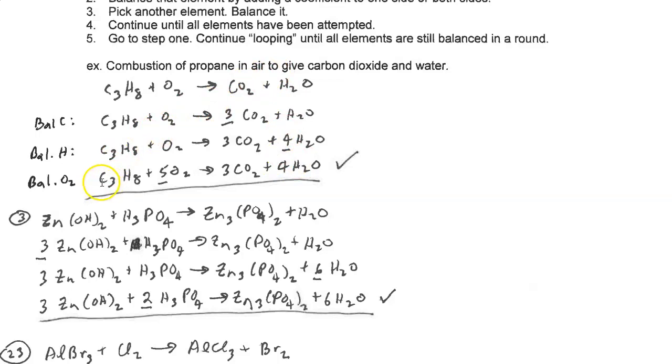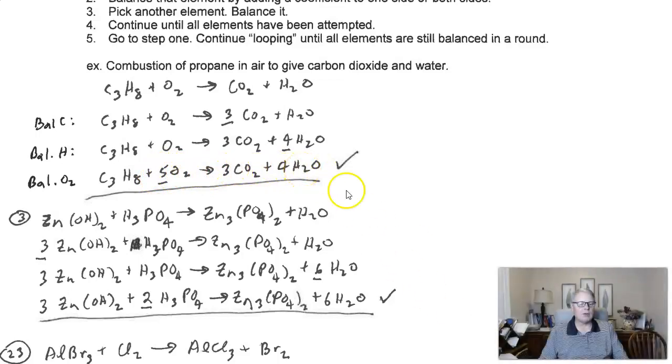All right, so we're going to go back to the carbons. How many carbons? 3. How many over here? 3. How many hydrogens? 8. How many hydrogens over here? 8. How many oxygens? 10. How many oxygens? 10. Notice that we went through every single element again. Did we change anything in that round? No. And so therefore, there you go.